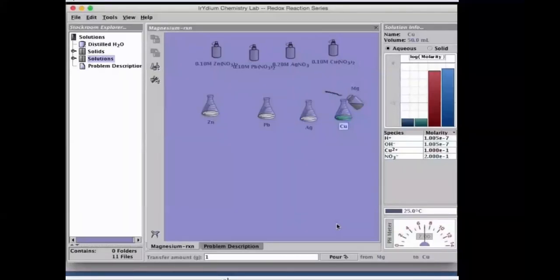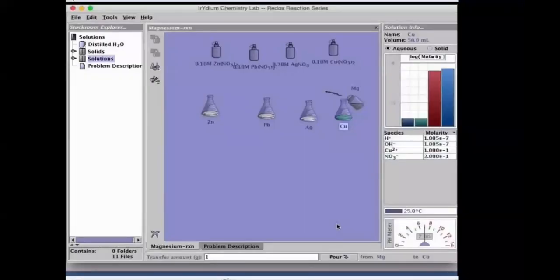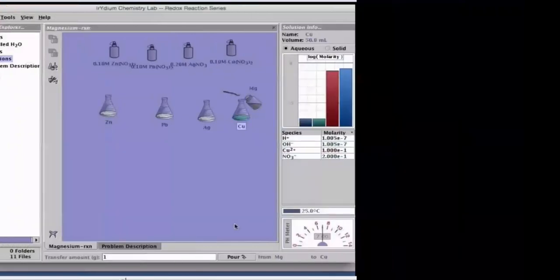By adopting precise transfer mode, what will we obtain? We will see that the color has totally changed. You see, this was bluish green in color, the copper nitrate containing flask. It was bluish green, and now you see it is colorless.